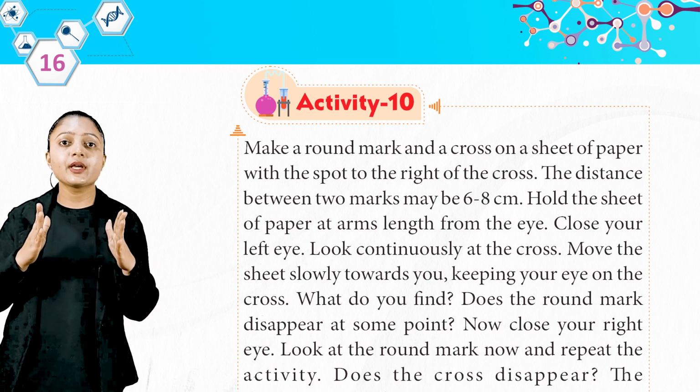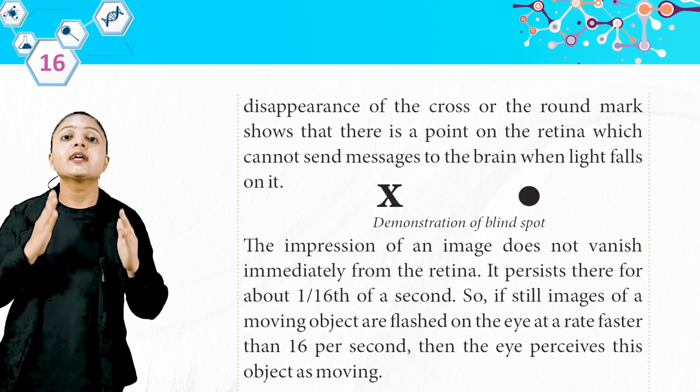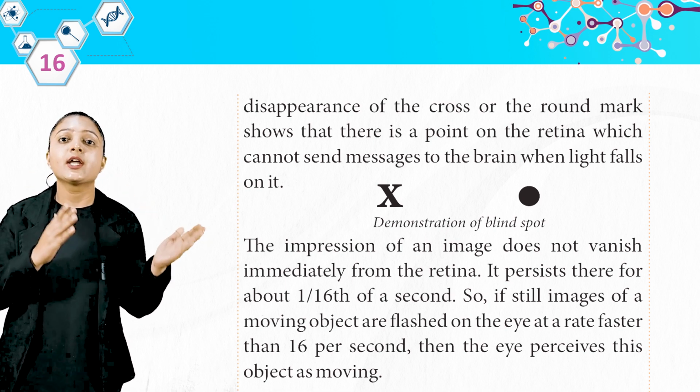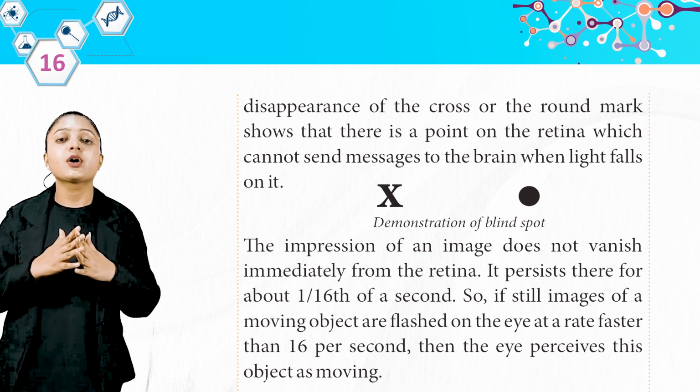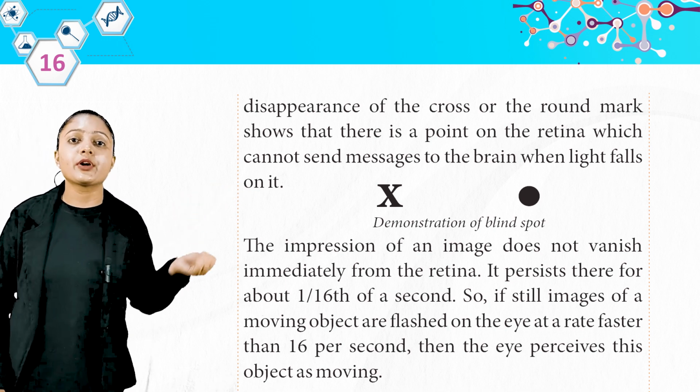Does the cross disappear? The disappearance of the cross or the round mark shows that there is a point on the retina which cannot send messages to the brain when the light falls on it. Look at this image, demonstration of blind spot.